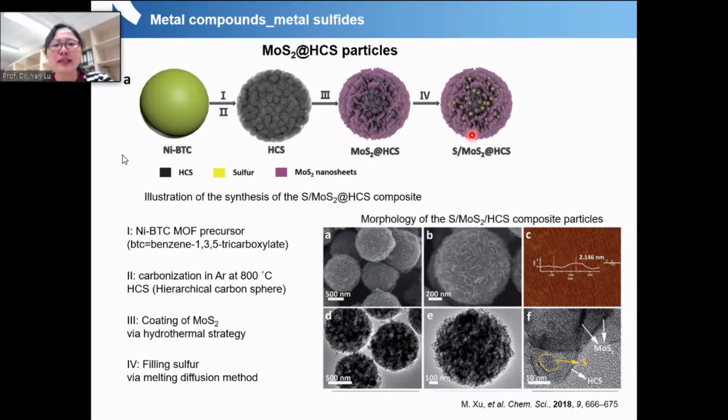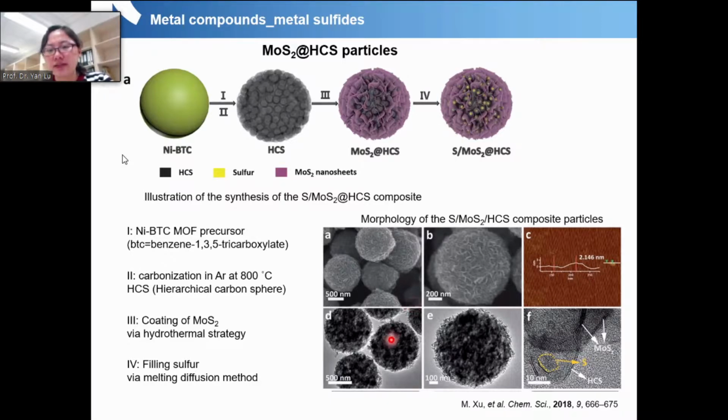So as you can see from the synthesis schedule, they first synthesize this hierarchical carbon sphere as a template, then they immobilize molybdenum disulfide into this carbon sphere system, and in the end they use the melting diffusion method to load sulfur into these particles. Then they use this as a cathode.